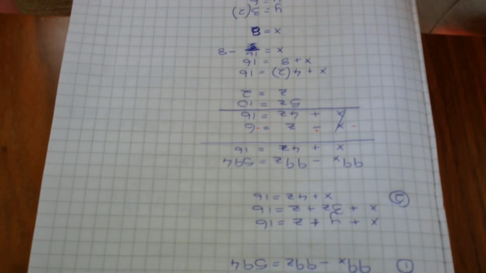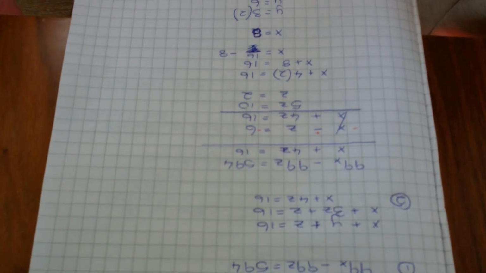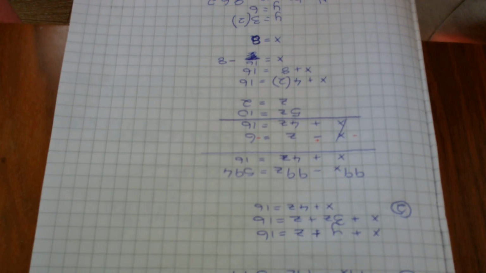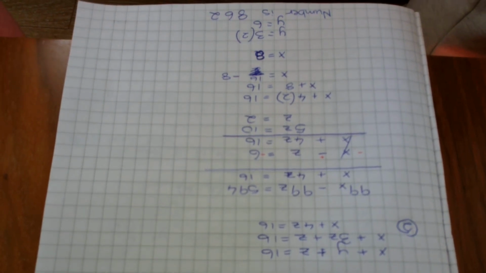Then if I pop the value of Z into Y equals 3 times Z, the second being equal to 3 times the third, I get Y is equal to 6. Put my number together, and the entire number is 862.